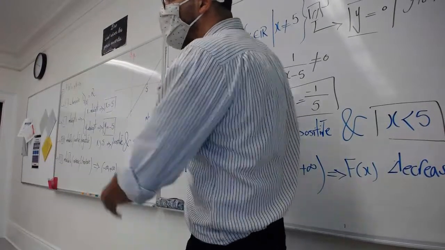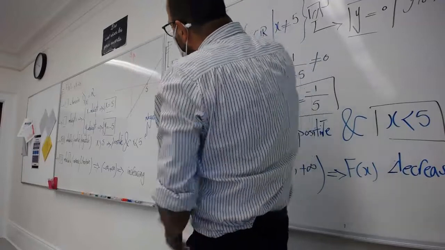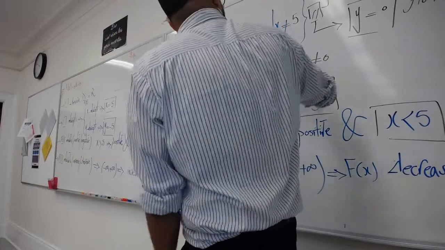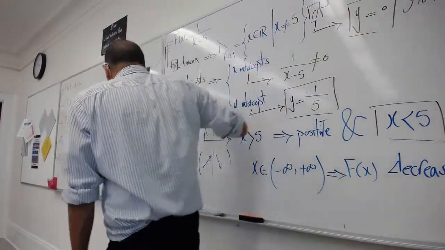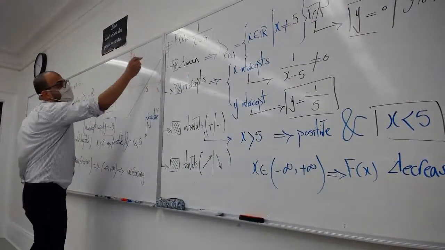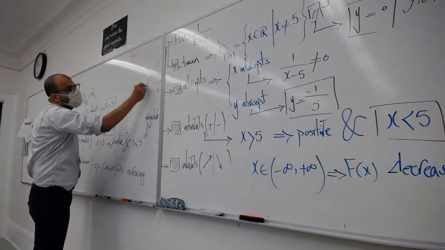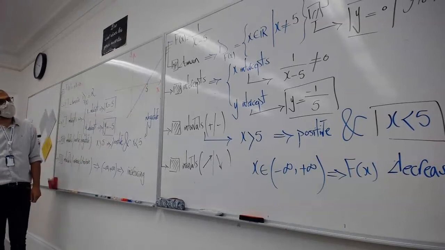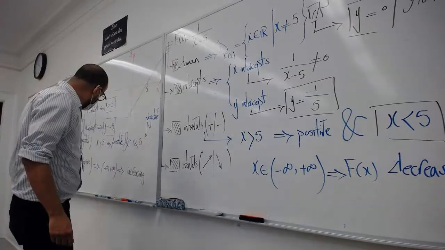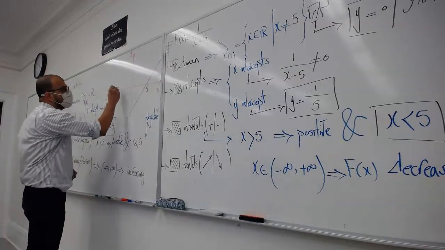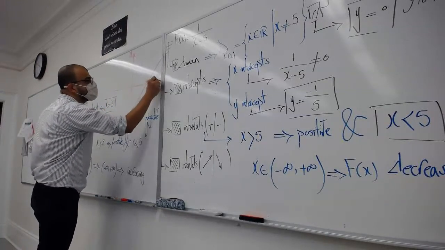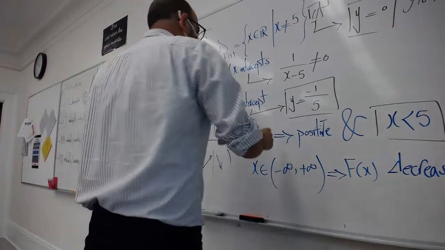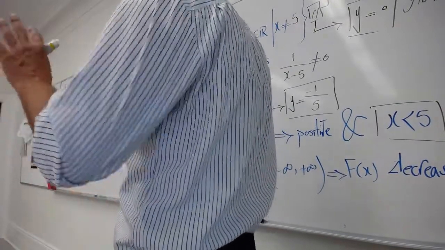Now, I go to the part to gather everything from here to put it here to plot it. First of all, I noticed that x equal to 5 is my what? That's right, vertical asymptote. Now, y equals 0 is also my horizontal asymptote.